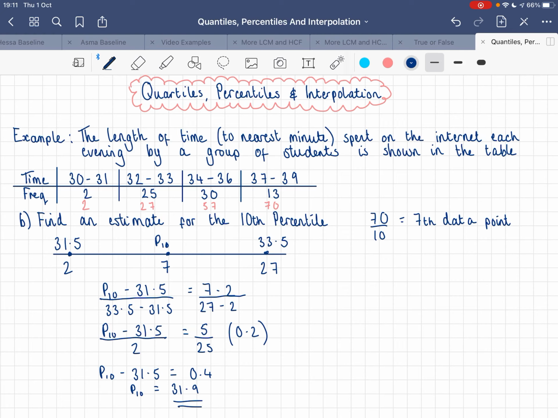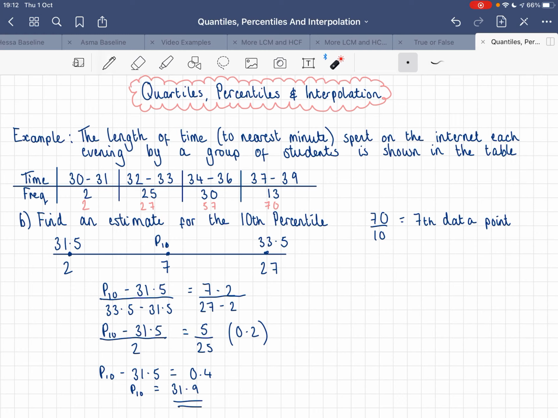And again, it's still in the gap between those two intervals because it's not very far into that interval at all. I hope that makes sense.